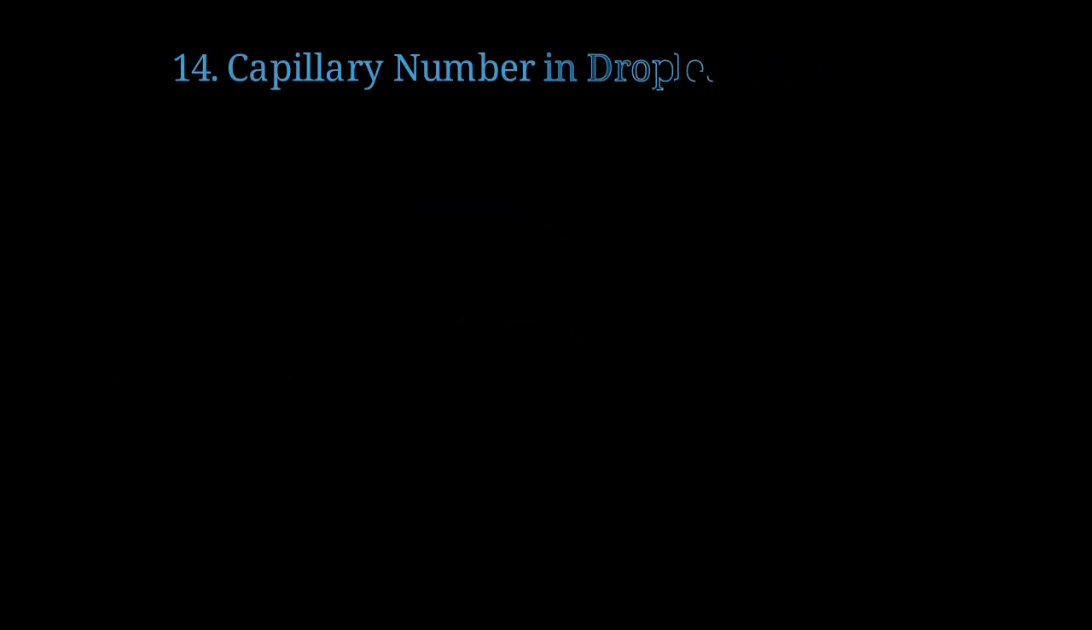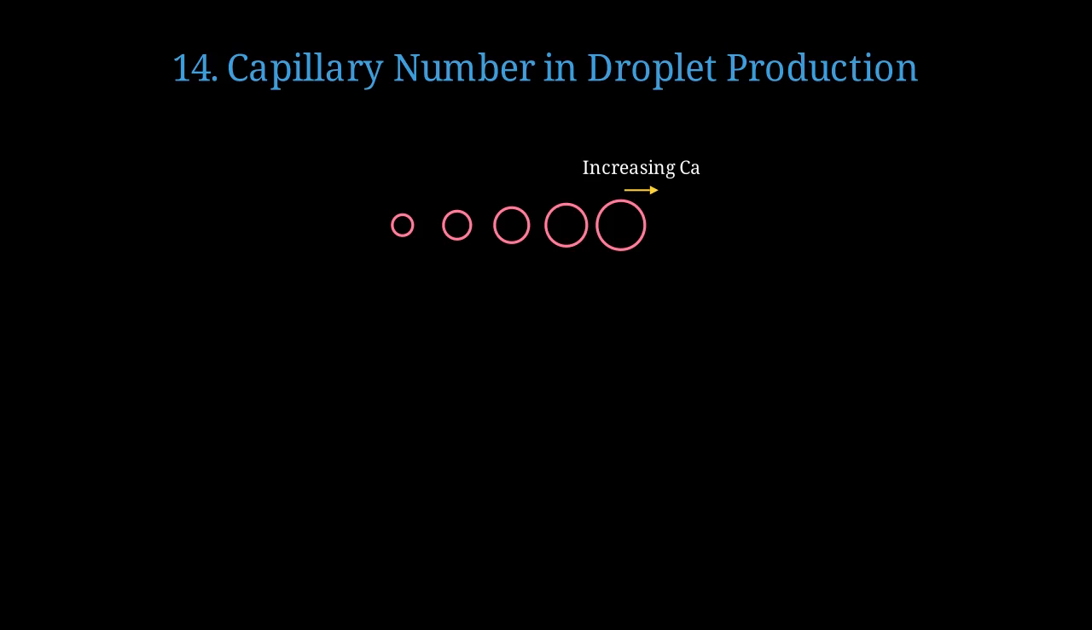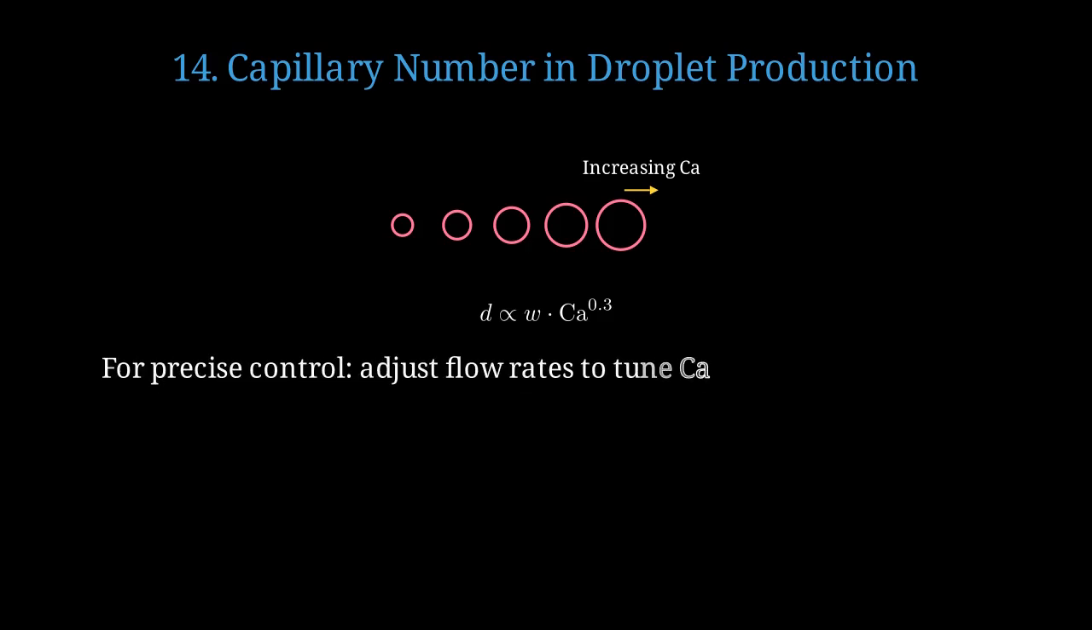The capillary number precisely determines droplet size and production rate in microfluidic systems. As capillary number increases, droplets become larger because viscous forces begin to resist the pinch-off more effectively. Droplet diameter scales with channel width times capillary number to the power 0.3. For precise droplet size control, we adjust flow rates of both phases to tune the capillary number.